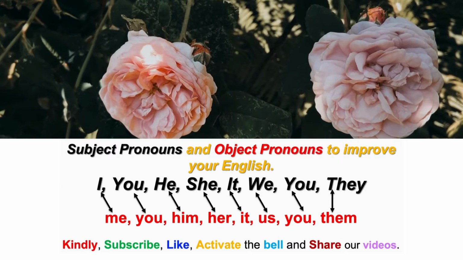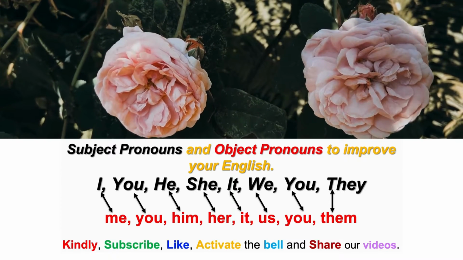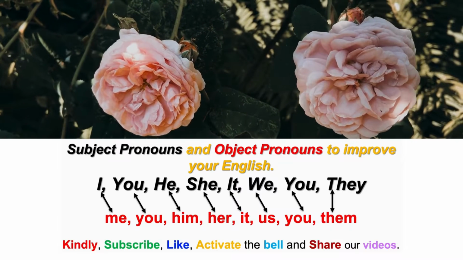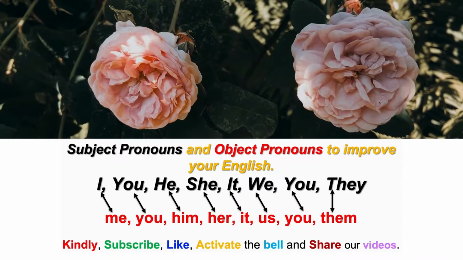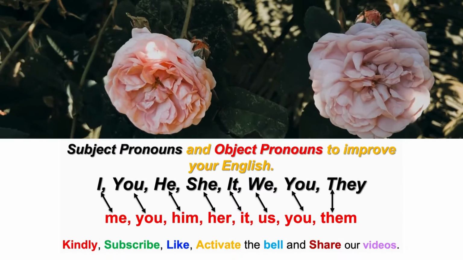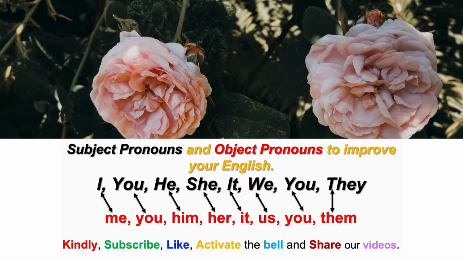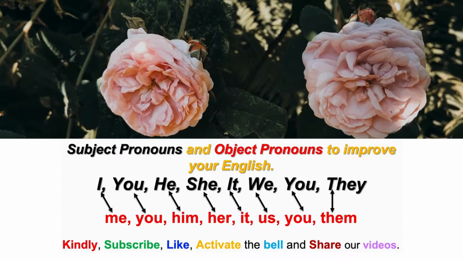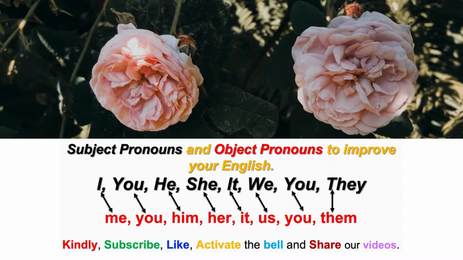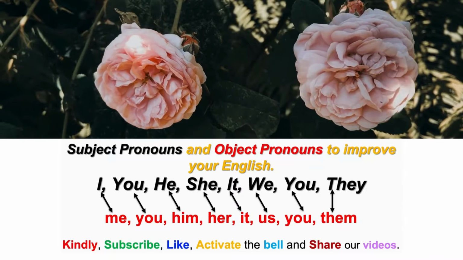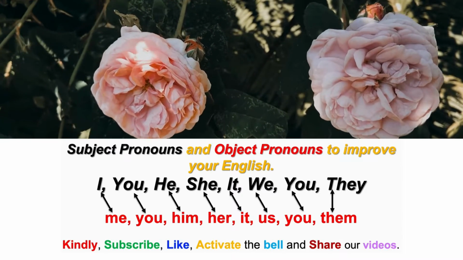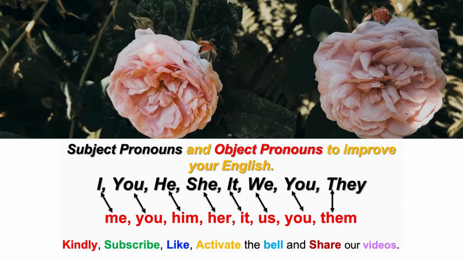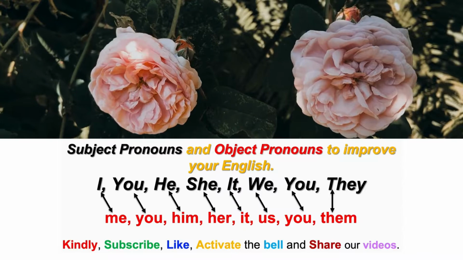Subject pronouns and object pronouns to improve your English. So subject pronouns are I, you, he, she, it, we, you, they. Why do we call them subject pronouns? Because the subject is the person or the thing that makes the action. So we say the subject is the doer of the action, the person who does the action. For example, if I say I speak, so I is the doer of the action, the I that speaks.